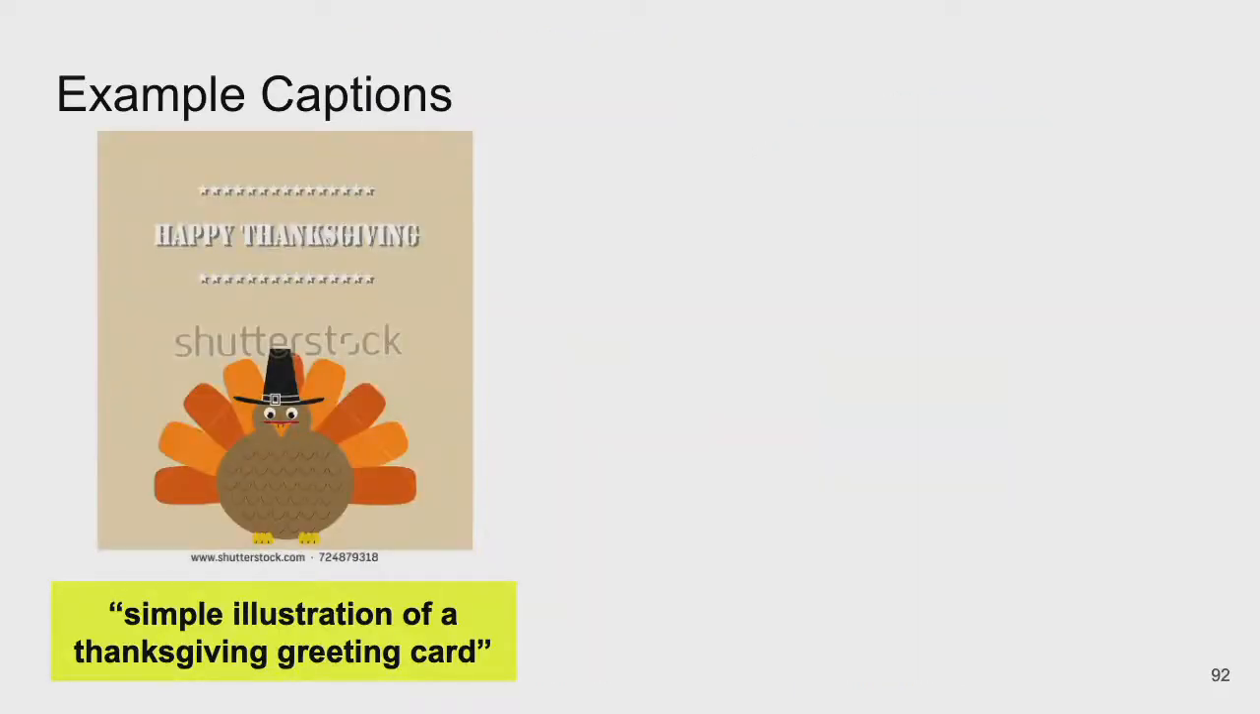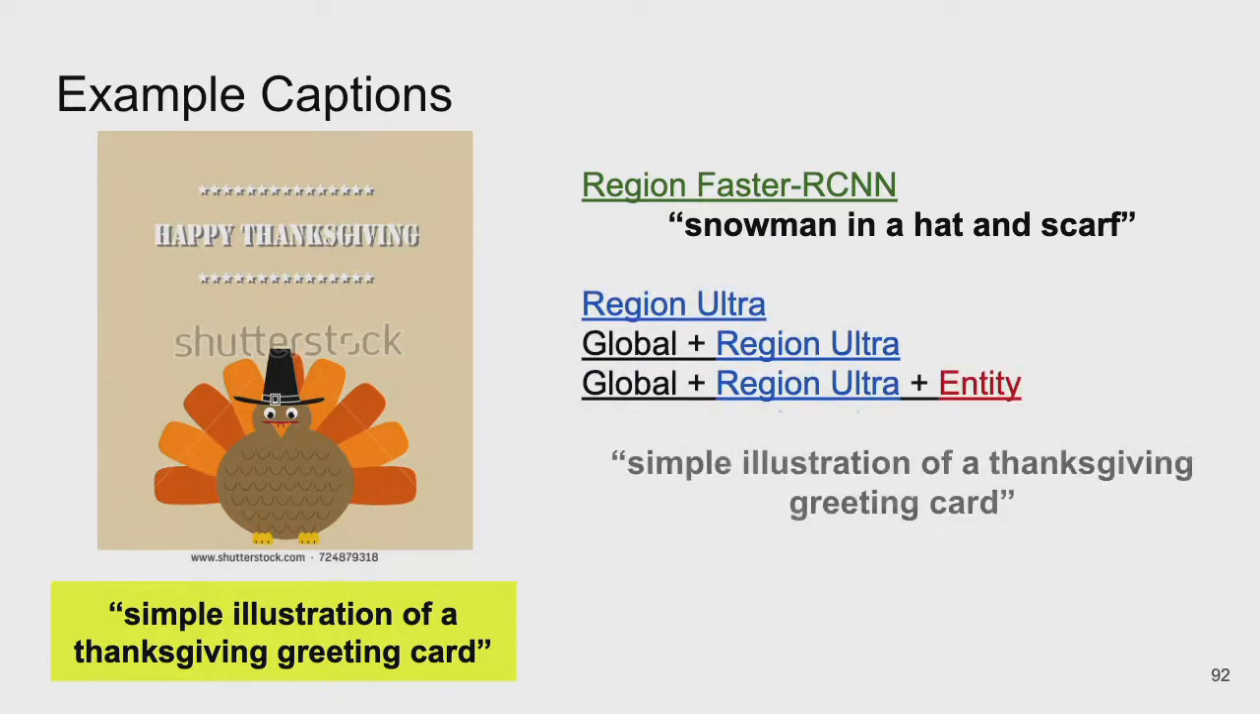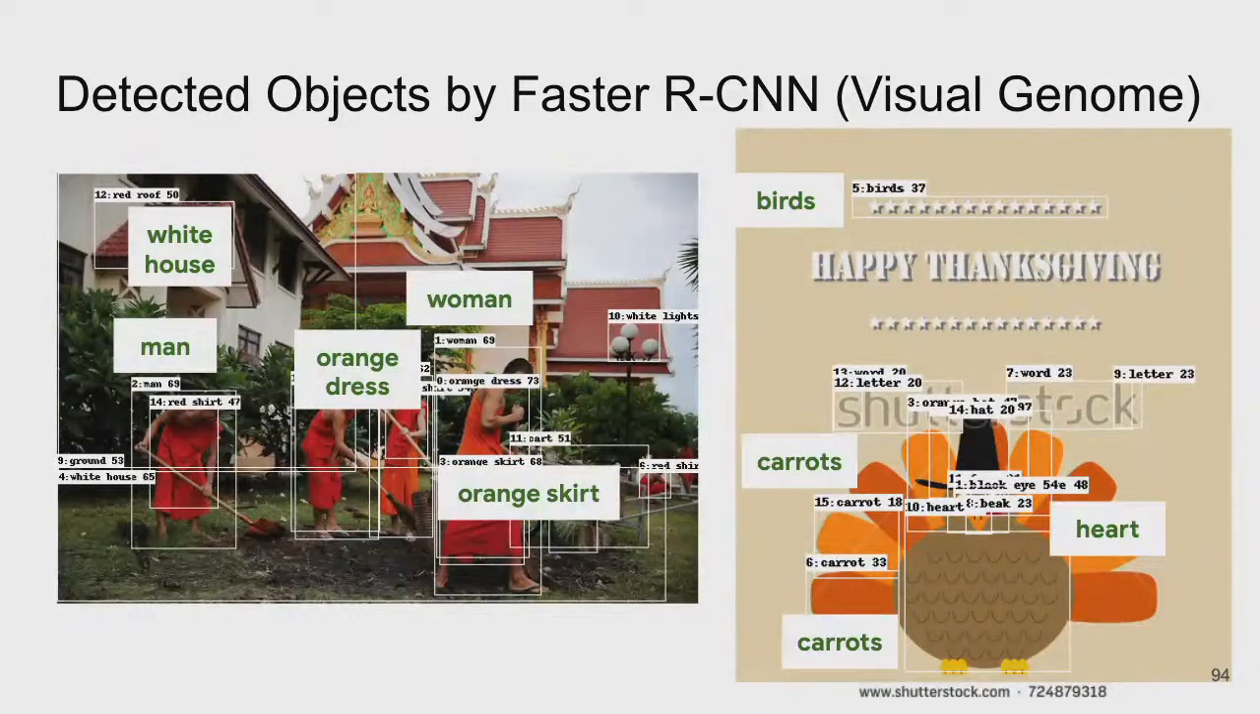Another example, so this is hard, right? Seems hard. The gratitude is a simple illustration of a Thanksgiving card. And this is a snowman with a hat and scarf, right? This is kind of embarrassing, right? And then all these three, you say, perfect. Kind of. Yeah. All right, so is this surprising? No. I mean, you kind of saw this before, right? Orange dress, woman, orange skirt. There's no way.